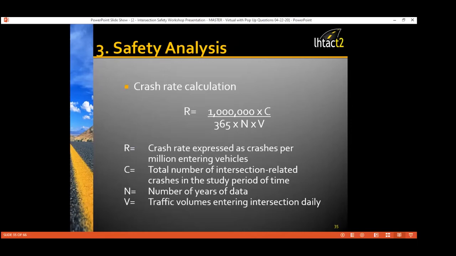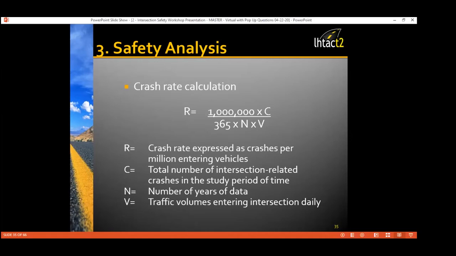For example, it's possible that you might have two intersections within your jurisdiction. Let's just call them intersections A and B that have a similar number of crashes. So each intersection has about the same amount of crashes. I've only got so much money. Where would I put my money to improve the intersections? However, intersection A may have more vehicles entering the intersection on a typical day than intersection B.